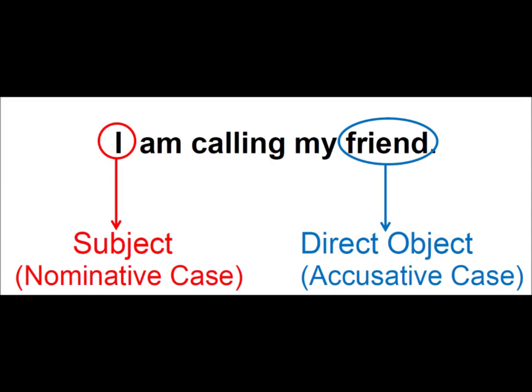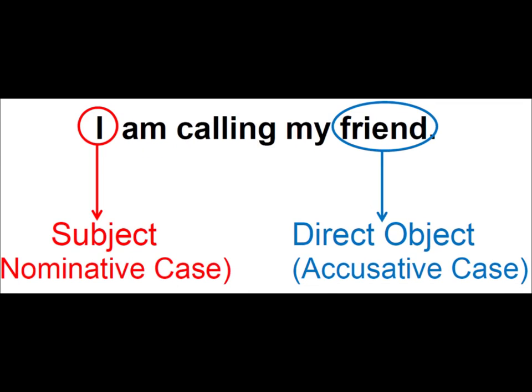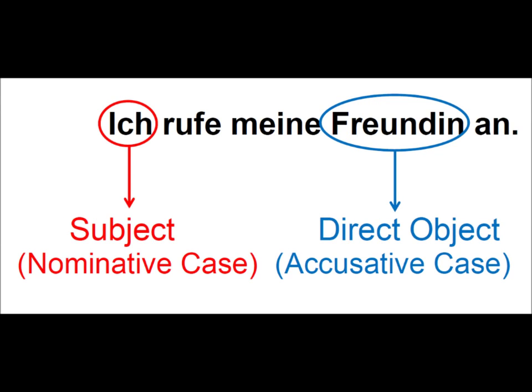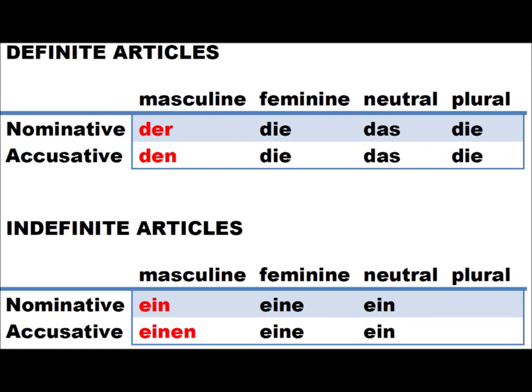We're going to be looking at some examples now just to clarify this. Here you can see the sentence. I'm calling my friend. I is the subject of the sentence, so you need to use the nominative case. And friend is the direct object, because the friend is receiving the action, okay? This is why you have to use the accusative case. In the German sentence, it works the same way. Ich rufe meine Freundin an. Ich is the subject, so you use the nominative case, and Freundin is the direct object, so you use the accusative case.